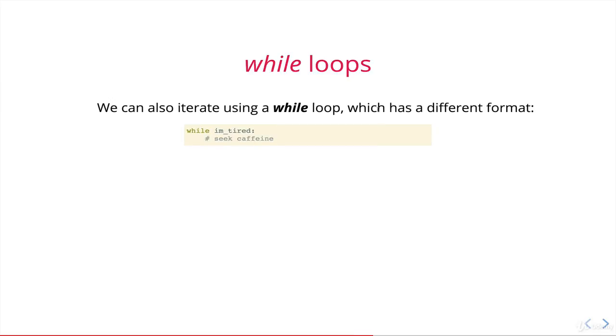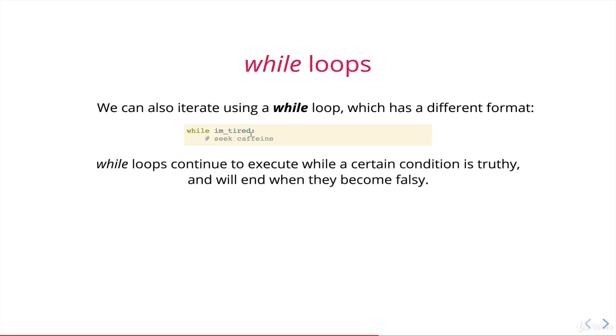So here's the syntax. So we have while, and then we provide a Boolean expression. So this is a single variable, I'm tired, which is a Boolean variable set to true or false. But it could be something like while x is greater than 20, or while number is less than 100. Basically, any Boolean expression goes in this while loop, so we fill in the blank here. And whatever code we have inside the loop indented will run while this is true. So while loops continue to execute while a condition is truthy.